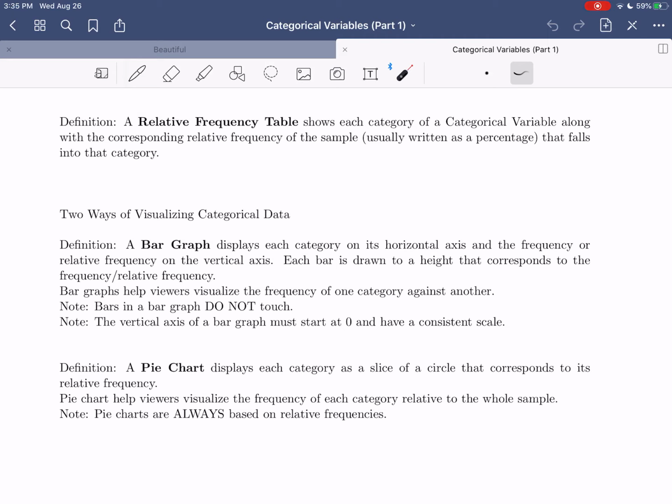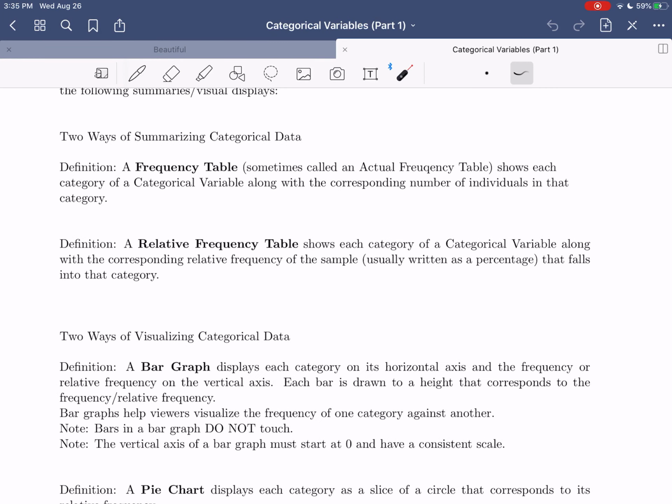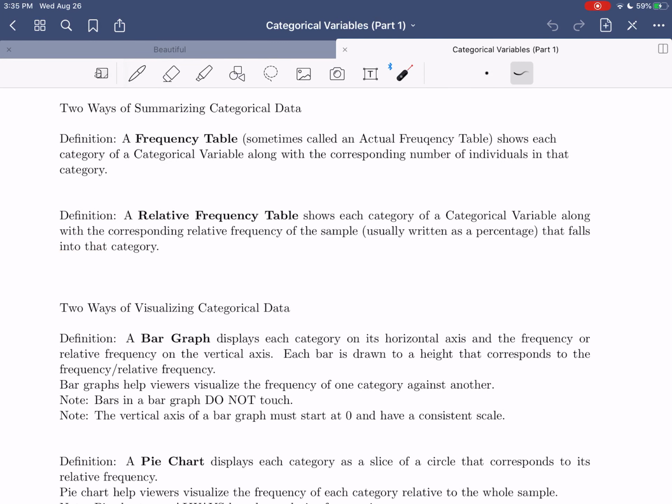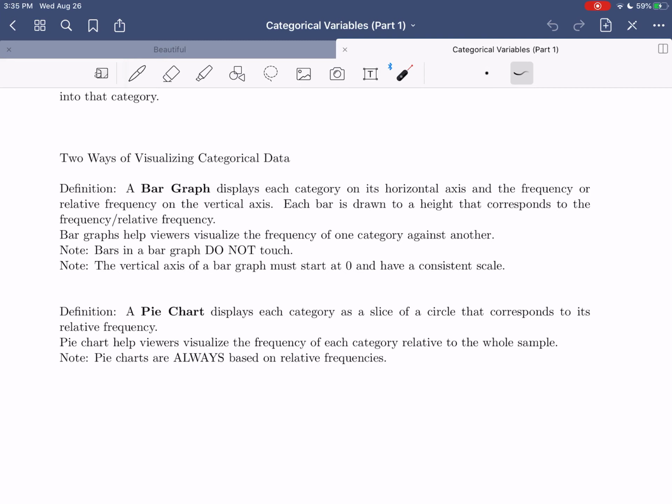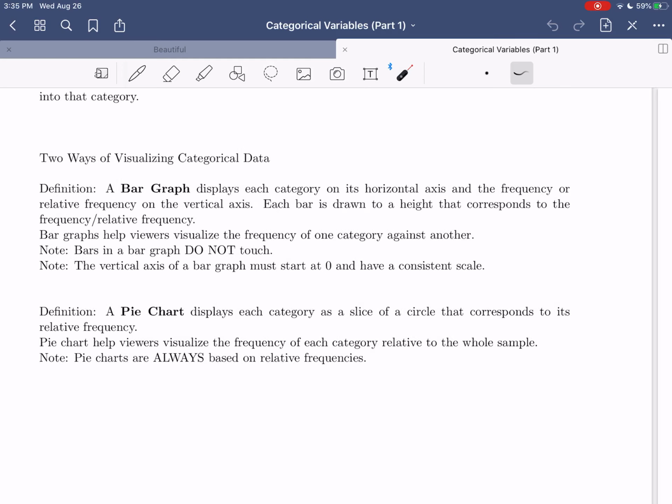All right, so overall for categorical variables, things are pretty straightforward. We have two ways of summarizing them, frequency tables and relative frequency tables, and two ways of visualizing them, bar graphs and pie charts. Let's go ahead and get right into an example where we take a look at building these different summaries and displays, as well as getting these different visualizations.